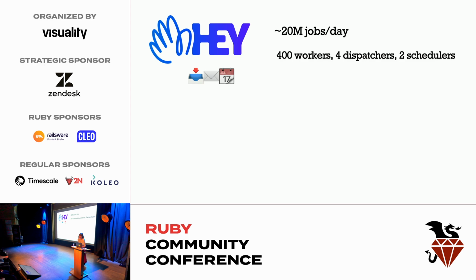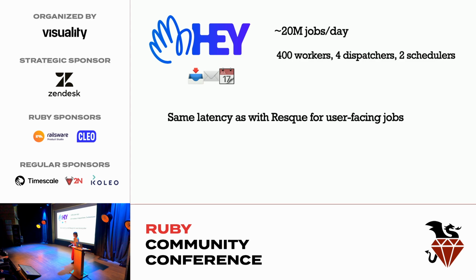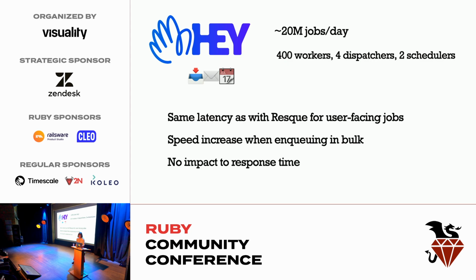For the user-facing jobs, we achieve the same latency, like they are running in the same time as Resque. Then we also saw a speed increase when we are enqueuing in bulk, because with Resque, you always have to enqueue one by one, no matter how. Resque doesn't have any bulk enqueuing feature, but we do have it with Solid Queue. So there we have some increase in speed, and then we didn't see any impact in response time.